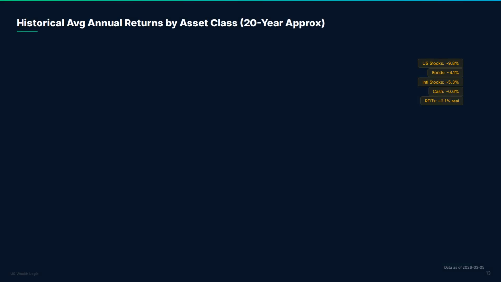When you're using DCA, it's important to understand what you're investing in. This chart compares the historical average annual returns of several common asset classes over the past 20 years. U.S. stocks, represented by the S&P 500, have historically led the pack. Bonds provide stability but lower growth. Cash and savings accounts have lagged significantly behind inflation over many periods. International stocks offer diversification. The takeaway here isn't that one is always best. It's that a diversified, low-cost approach gives your DCA strategy the best foundation. Putting all your consistent contributions into a single asset class concentrates risk unnecessarily.